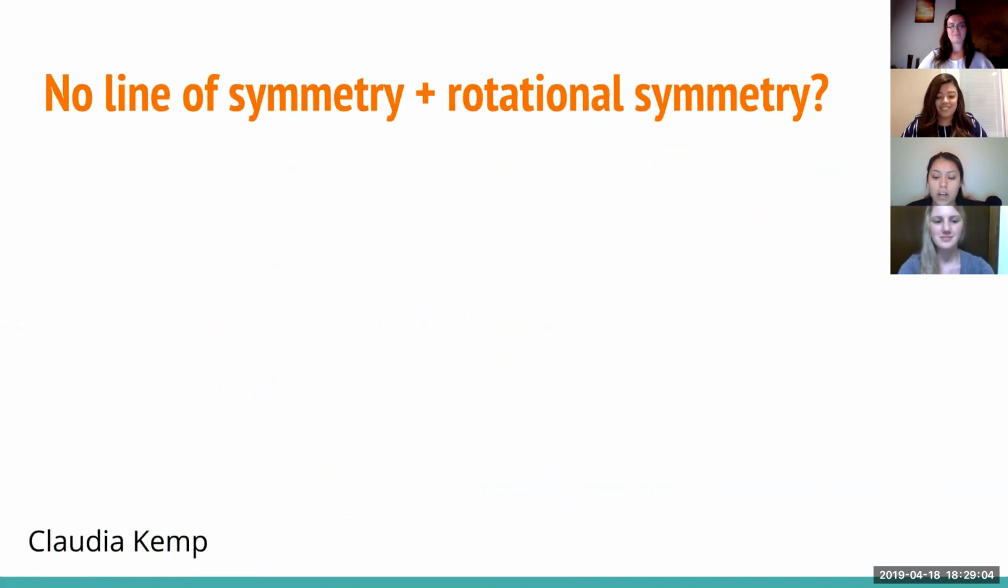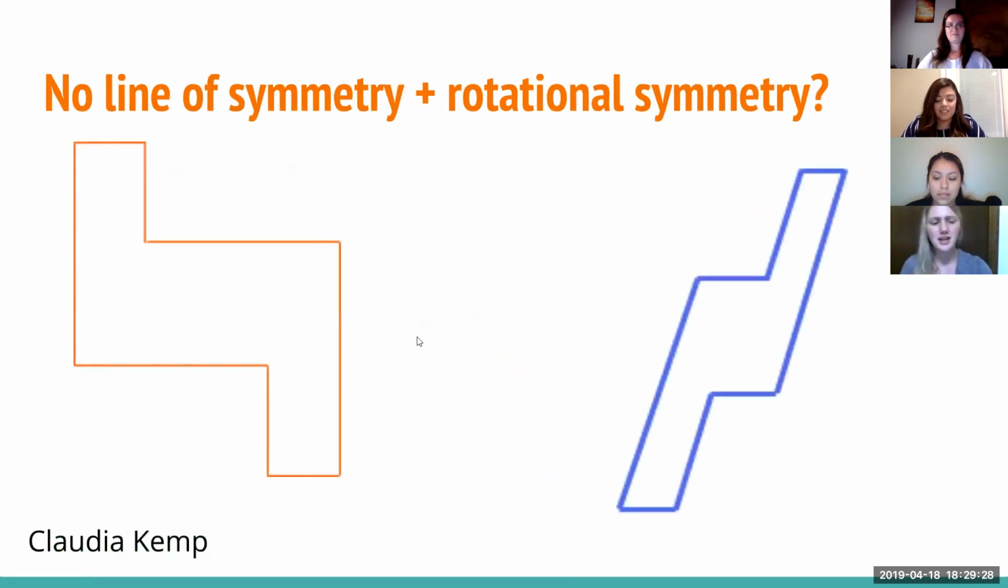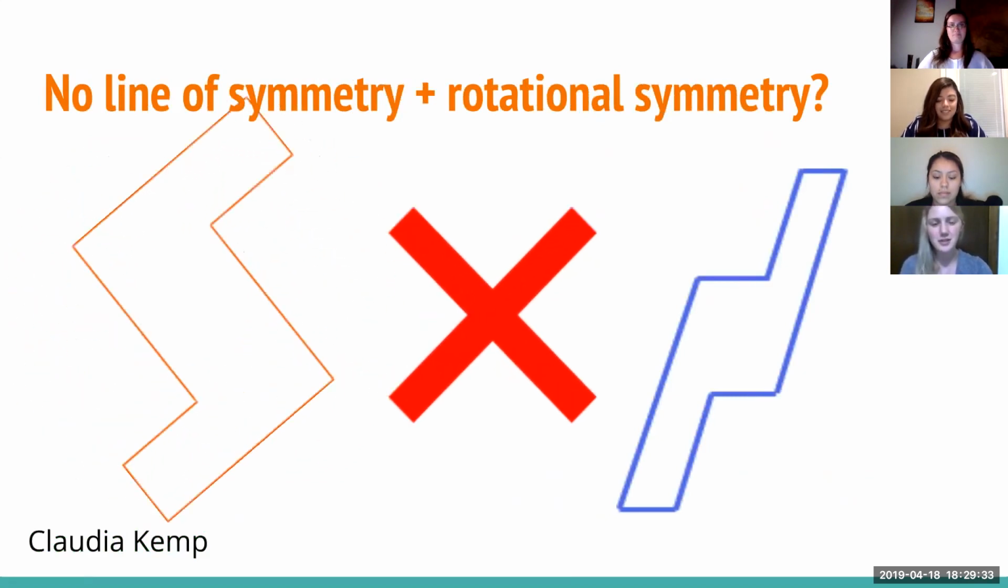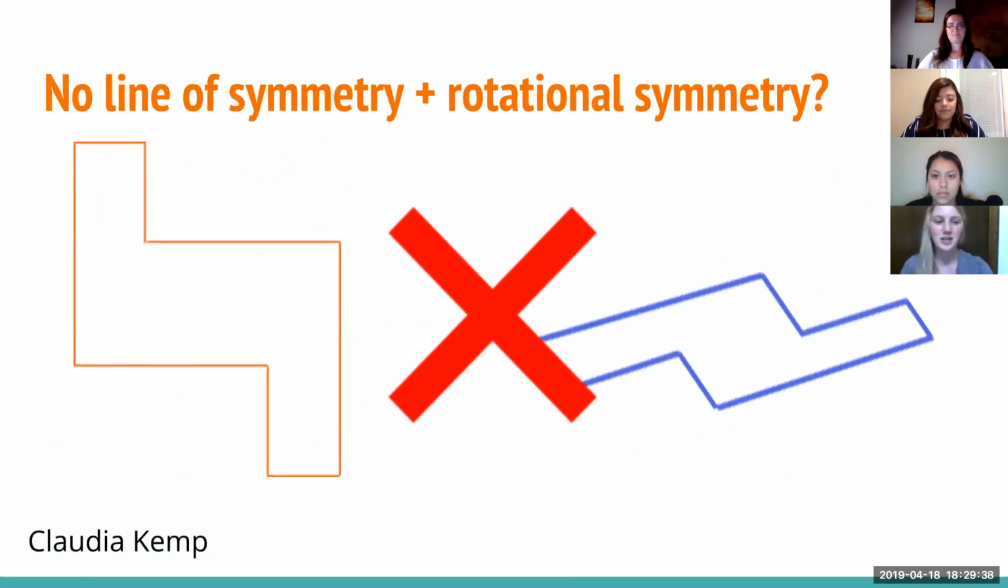Claudia, do you know if it is possible for a shape to have no line of symmetry but demonstrate rotational symmetry? If yes, can you give me an example? That's a great question, Cece. It is, in fact, possible for a shape to have rotational symmetry, even though it does not have a line of symmetry. Take the two shapes that Jasmine just showed us, for instance. We already know that they have no lines of symmetry, but they both can be rotated 180 degrees and still look the same as the shape before.